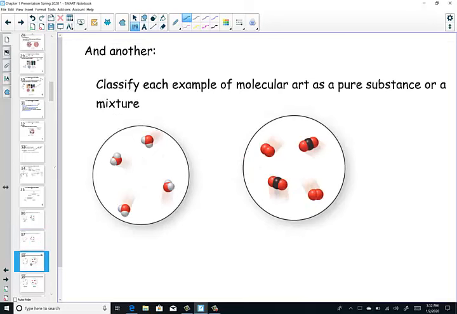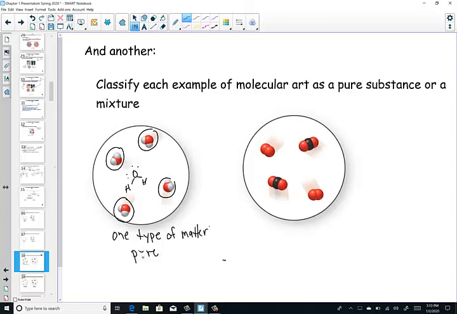What do you think about this picture? Is it pure or is it a mixture? Well, notice in the first picture, we have the identical compound, which is actually a water molecule. Only one type of matter. And so in this circle, we know that that is pure because it contains just the same compound.